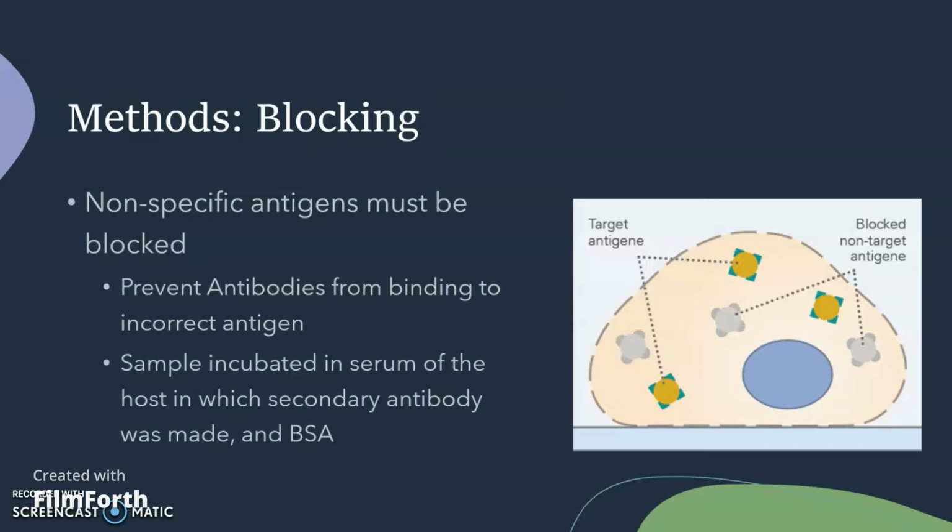Here we see that the next step is blocking. So what this does is the blocking solution, or the blocking agent, is going to bind to the non-target antigen. And what this does is that it's going to prevent the primary antibodies from binding to the incorrect antigen. And so this is done by incubating the sample in a serum of the host in which the secondary antibody was made. And as stated before, a common blocking agent is BSA.